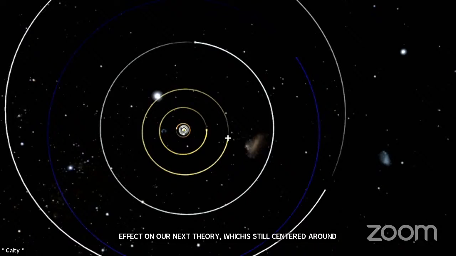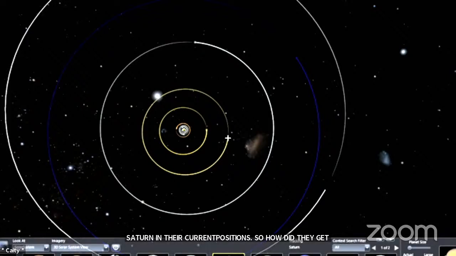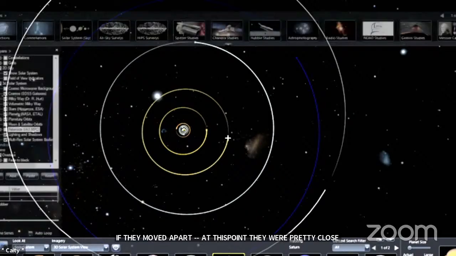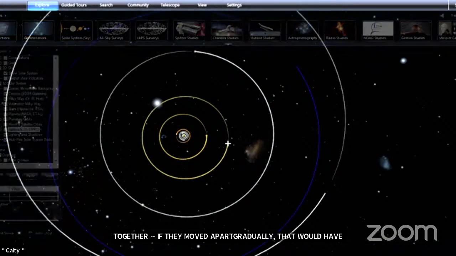So the grand tack, when Saturn pulls Jupiter back out into the outer solar system, this model does not end with Jupiter and Saturn in their current positions. So how did they get there? Well, of course they must have kept moving, but if they moved apart, at this point they were pretty close together. If they moved apart gradually, that actually would have caused the inner solar system to get screwed up again. And that did not happen. So they must have moved apart pretty quickly.